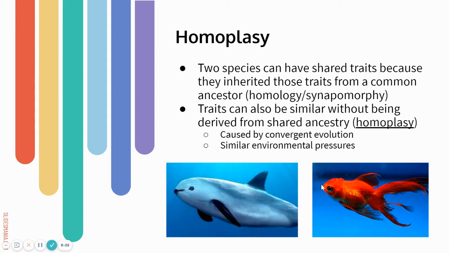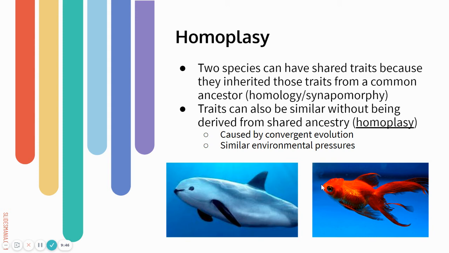So homoplasy is when two organisms or two species share a trait, but it's not because they inherited it from a common ancestor. And like I said, this is usually caused by similar environmental pressures causing that trait to be helpful and selected for in two different branches of an evolutionary tree. And it's almost always caused by what's called convergent evolution. And convergent evolution just refers to a process where evolution selects for the same trait in two different branches of a tree.